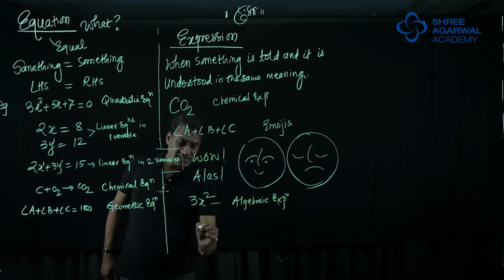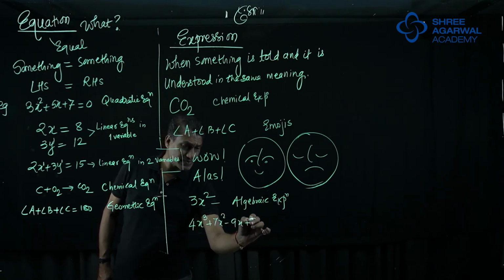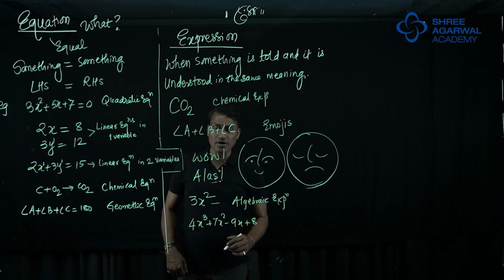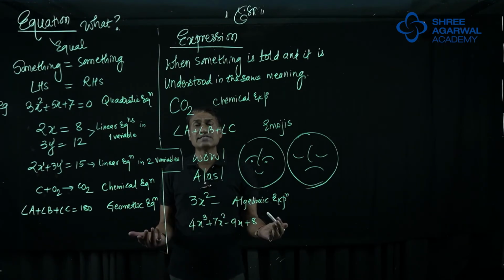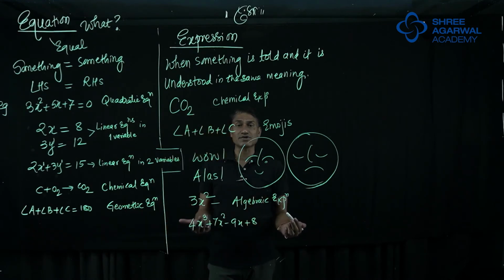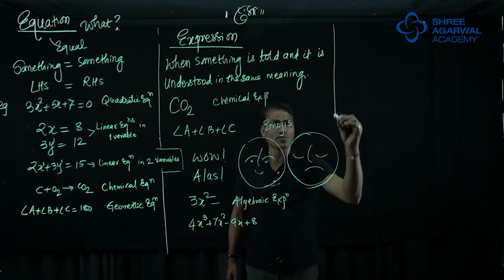If I write like this, 4x raised to 3 plus 7x square minus 9x plus 8. This is an expression because it has only one side. It has no other side. Hence, it is an expression. It is not an equation. And you know, such expressions are called polynomials. Monomial, binomial, trinomial, polynomial.